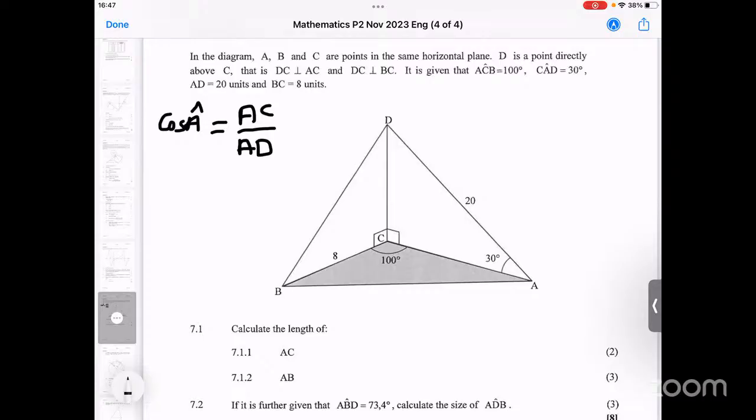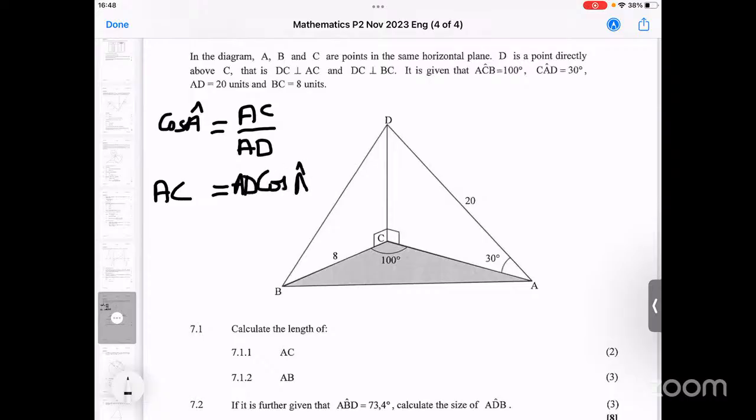Okay, now I got confused. This is not the cosine rule, it's a trigonometric ratio. Oh, okay, sir. Yes, because it's a right-angled triangle. Only if it's not a right-angled triangle do you use the rules. Makes sense. Yes, sir. So AC is equal to AD times cos 30. AC equals AD cos of that angle.